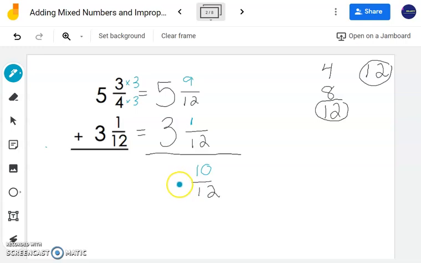Now, since we are given a mixed number, we cannot forget about these whole numbers. So now we can simply just add 5 plus 3, which is 8. Now, 8 10/12 is our answer. This is a great answer.